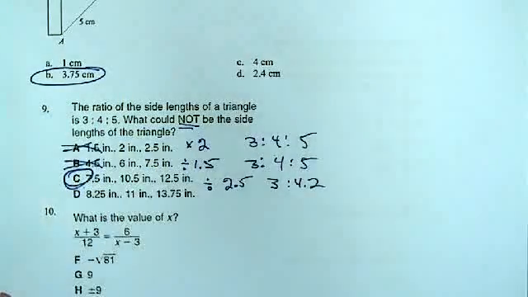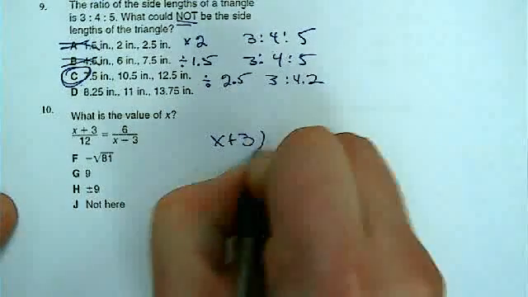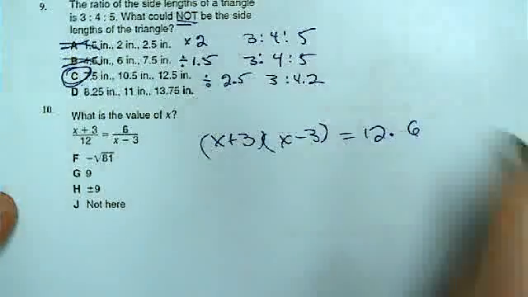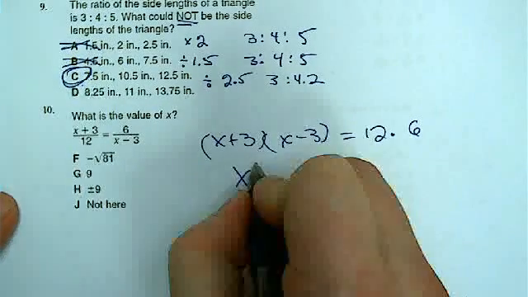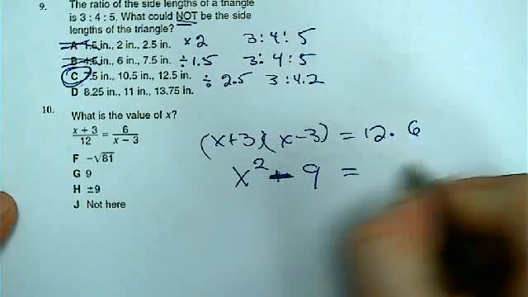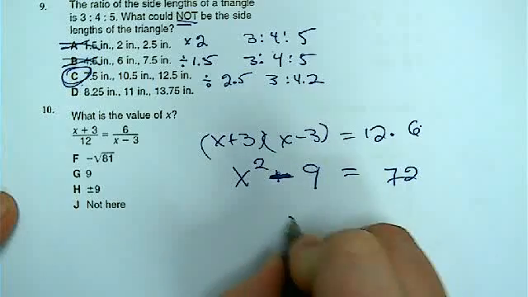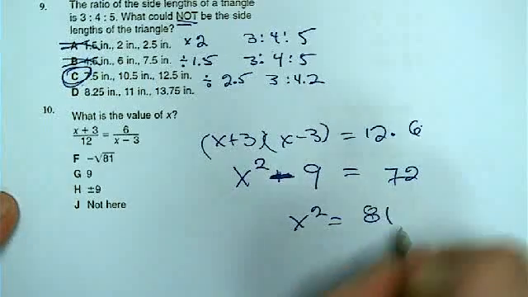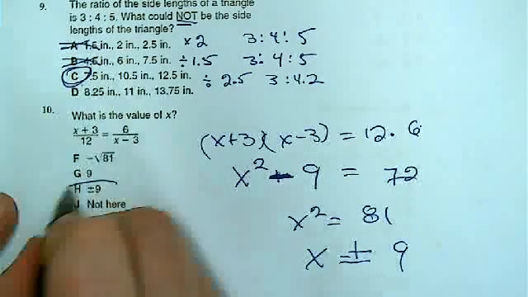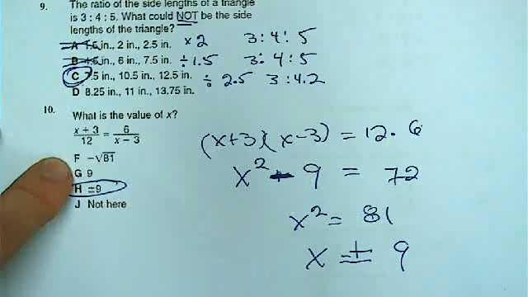Number 10. What is the value of x? Cross multiply. It's going to give me x plus 3 times x minus 3 is equal to 12 times 6. When I simplify this, I get x squared minus 9 is equal to 72. Add my 9 to both sides. x squared is equal to 81. x, therefore, is positive or negative 9 once I take the square root. It's tempting to say G, 9, but remember when you take the square root, you have to have two answers.